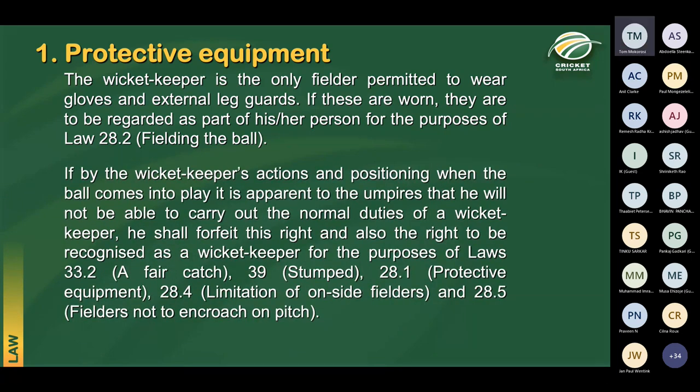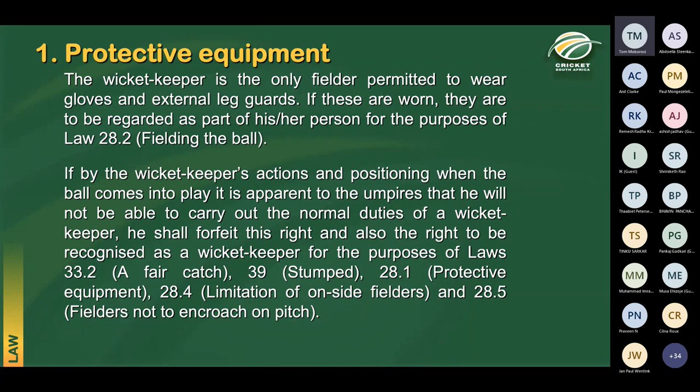If by the wicketkeeper's actions and position when the ball comes into play, it is apparent to the umpires that he or she will not be able to carry out the normal duties of a wicketkeeper, he or she shall forfeit this right and also the right to be recognized as a wicket keeper. It does happen quite often in six-a-side cricket that you find a wicket keeper falling all the way back to the boundary, which then technically disqualifies that person as a wicket keeper because that is not a normal position for a wicket keeper.